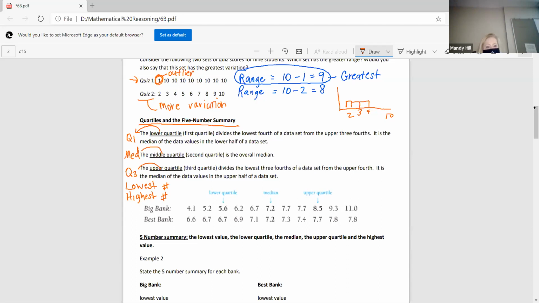So the first thing you want to do when you're doing a box and whisker plot by hand, okay, is you want to pick out the median. And the median is the number in the middle. And these big bank and best bank actually have a number in the middle because there was an odd number of things. So this 7.2 is our median. It is our number in the middle.